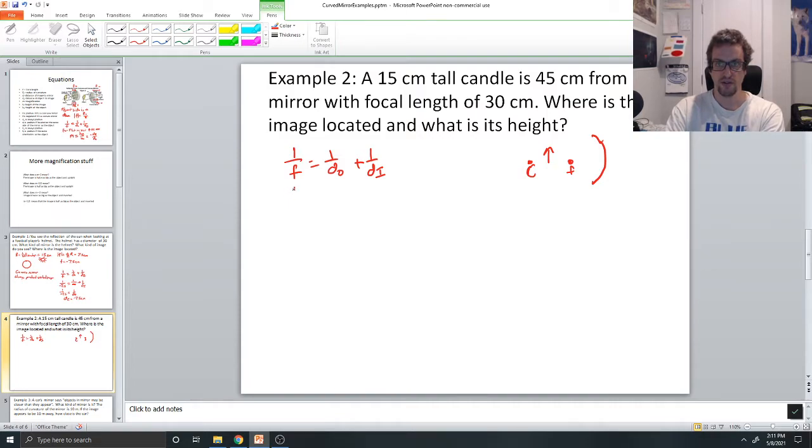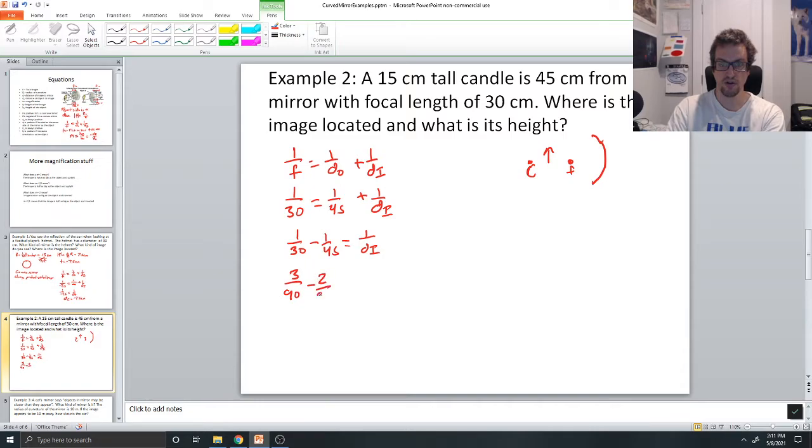So 1/f, 1/30 equals 1/45 plus 1/di. 1/30 minus 1/45 equals 1/di. You can do this in your calculator, or you can do common denominator, which is 90. So this is 3/90 minus 2/90 equals 1/di. 1/90 equals 1/di. di equals 90. Okay? So we know it's out here. Here's my image. This is 90 centimeters.